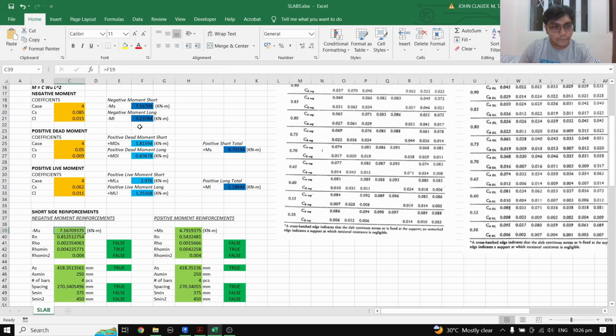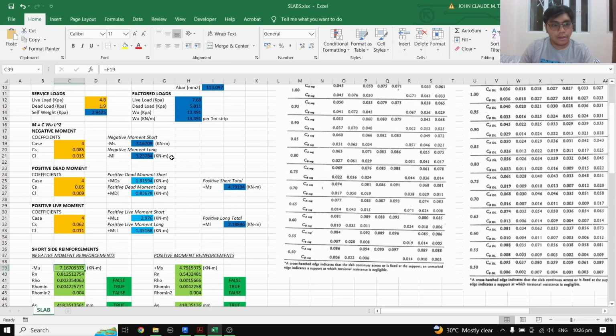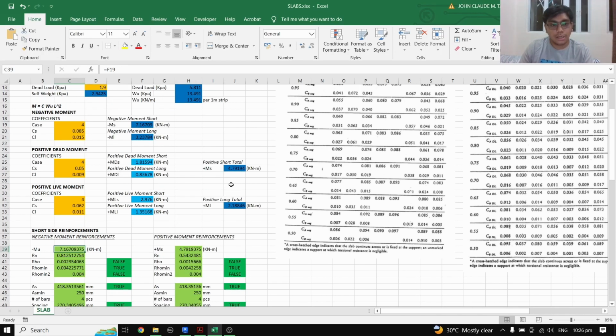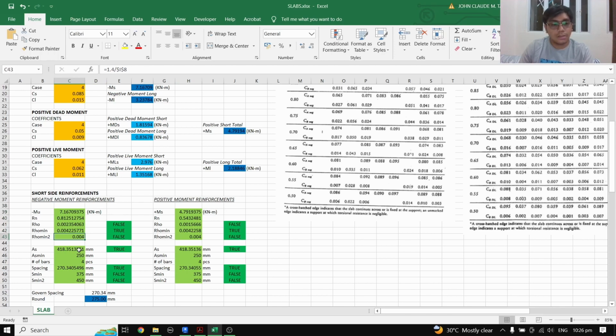After we reflected the calculated moment here, the Rn and the steel ratio are also automatically calculated so that we can find the governing steel ratio. Here we can see whichever is the greater of the three, which we will be using for the calculation of our area of steel right there, and it's the same over here.